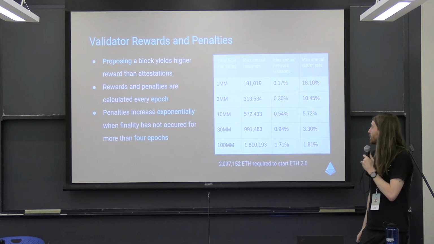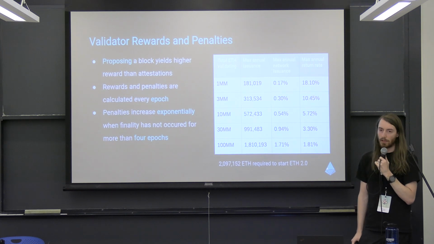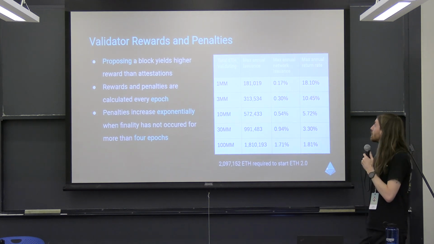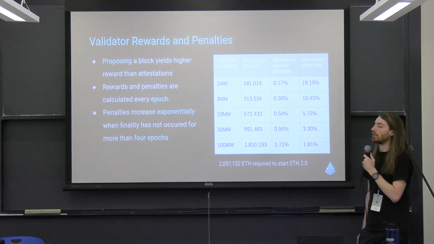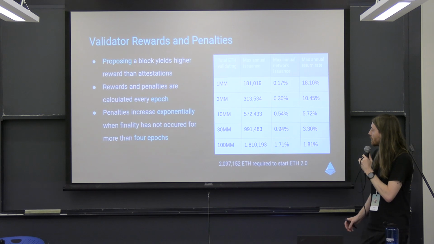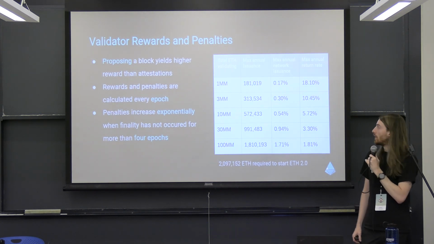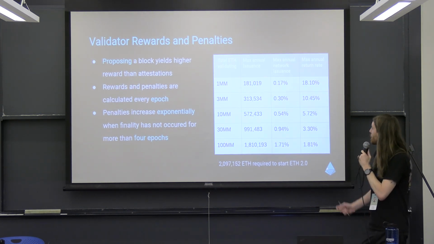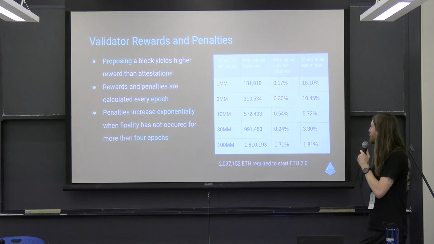Here's a table of what you can expect in terms of the issuance and rate of return on the 32 ETH. So the minimum to start the chain is just over 2 million. So somewhere between 1 and 3 million. I probably should have put that on here, but let's just say it's like 12% maybe.